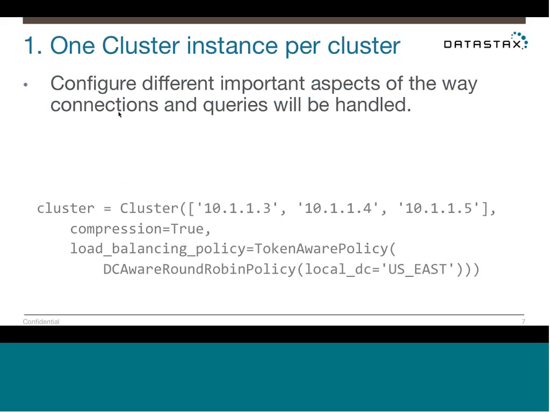So a cluster instance allows you to configure different important aspects of the way connections and queries will be handled. At this level, you can configure contact points, which is the addresses of the nodes to be contacted initially before the driver performs node discovery. There's also retry policies and load balancing policies. Usually such settings are done once at the application level.